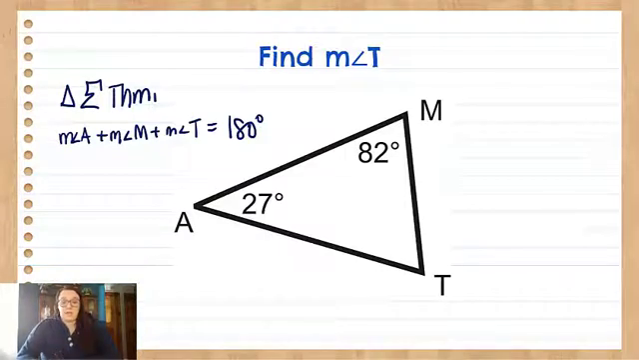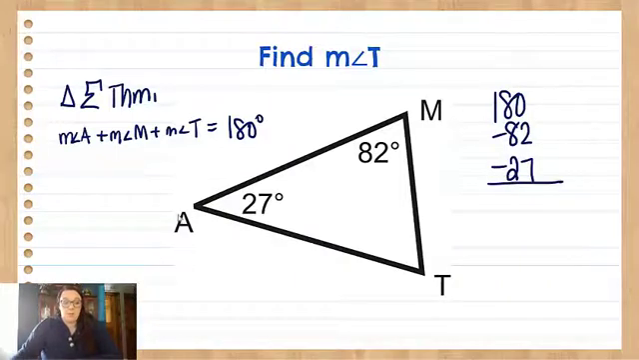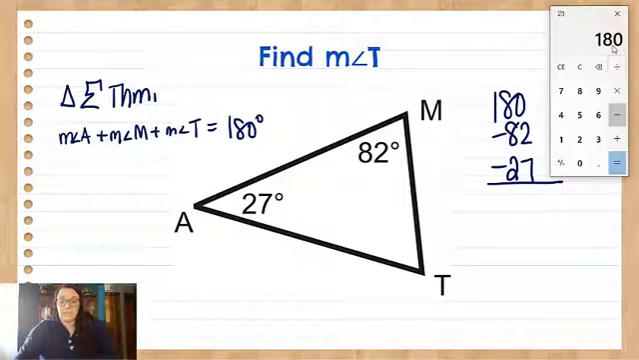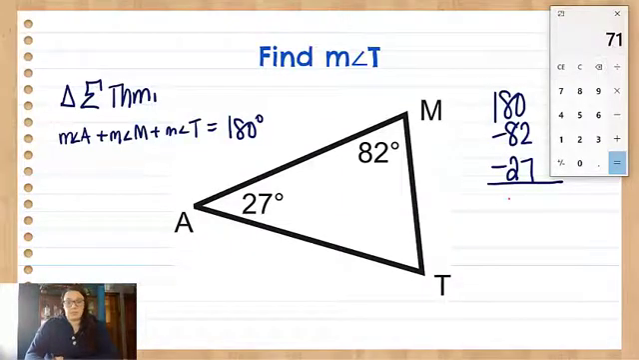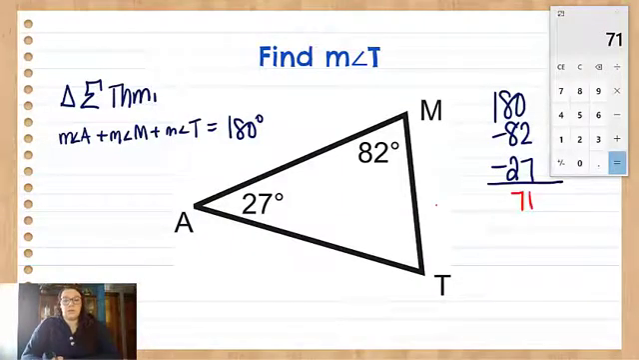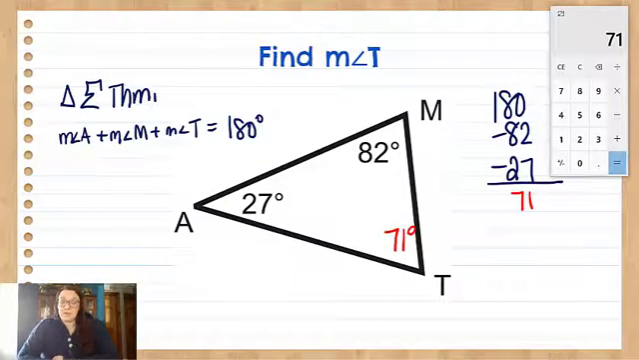So with this triangle, we already have 2 angles given to us and we're missing the last angle, measure of angle T. We can start with 180 and take away our 82 that was used for measure of angle M, and take away our 27 used for measure of angle A. Let me grab a calculator. 180 minus 82 minus 27 is 71. So measure of angle T is 71 degrees. Let's use that with our next slide.